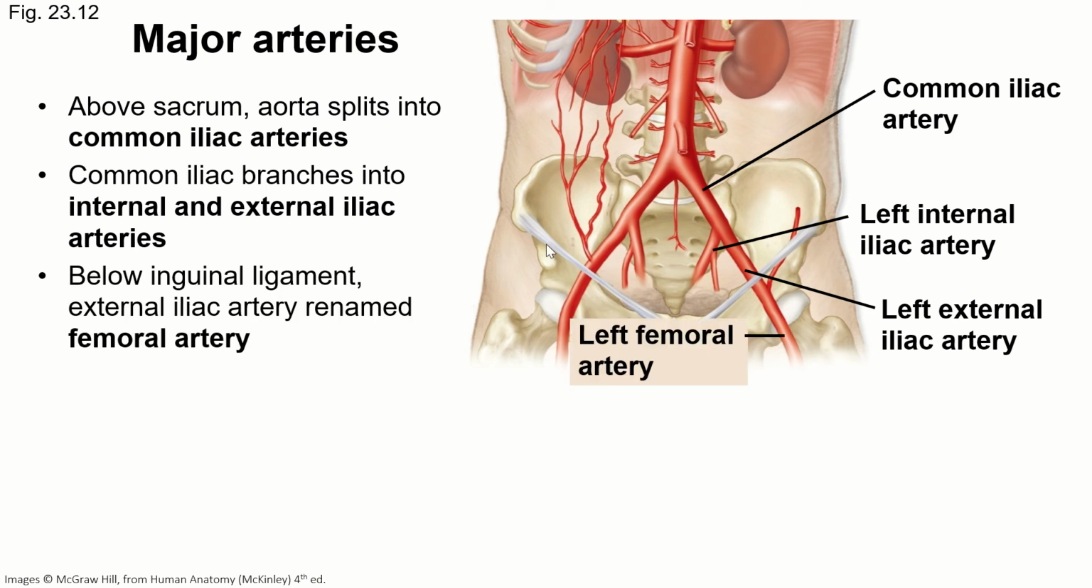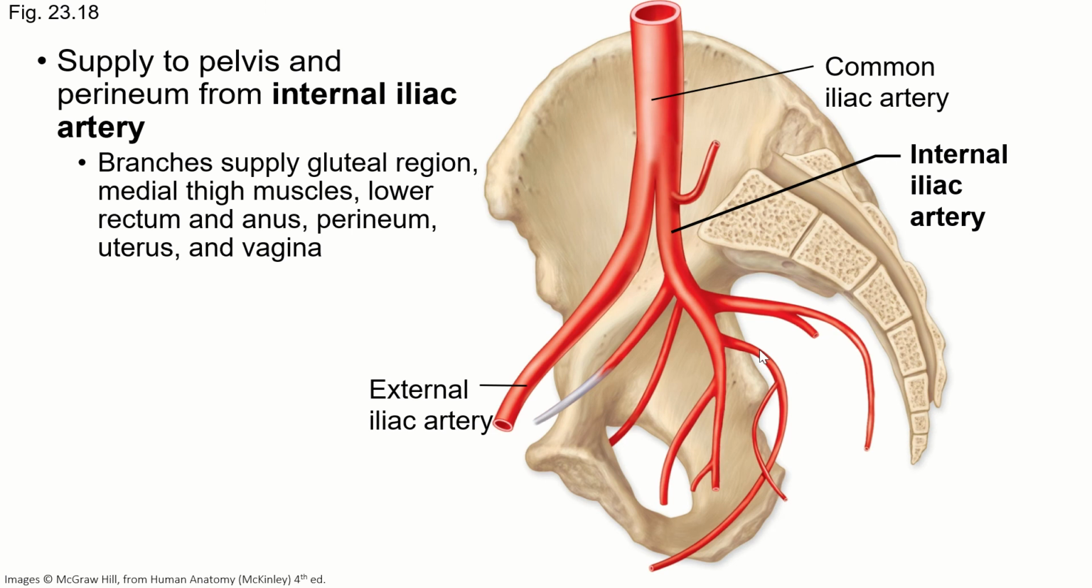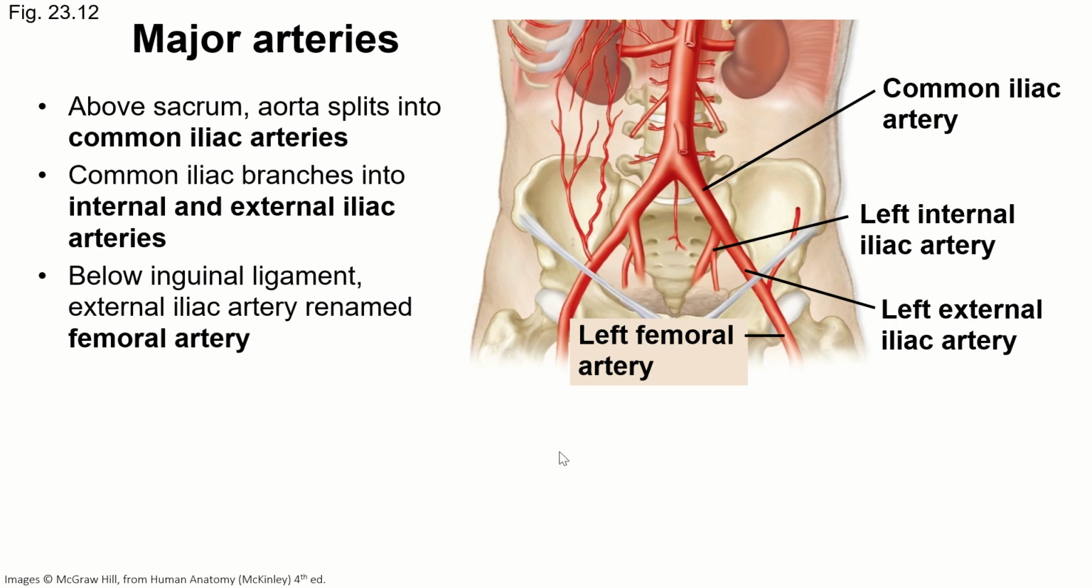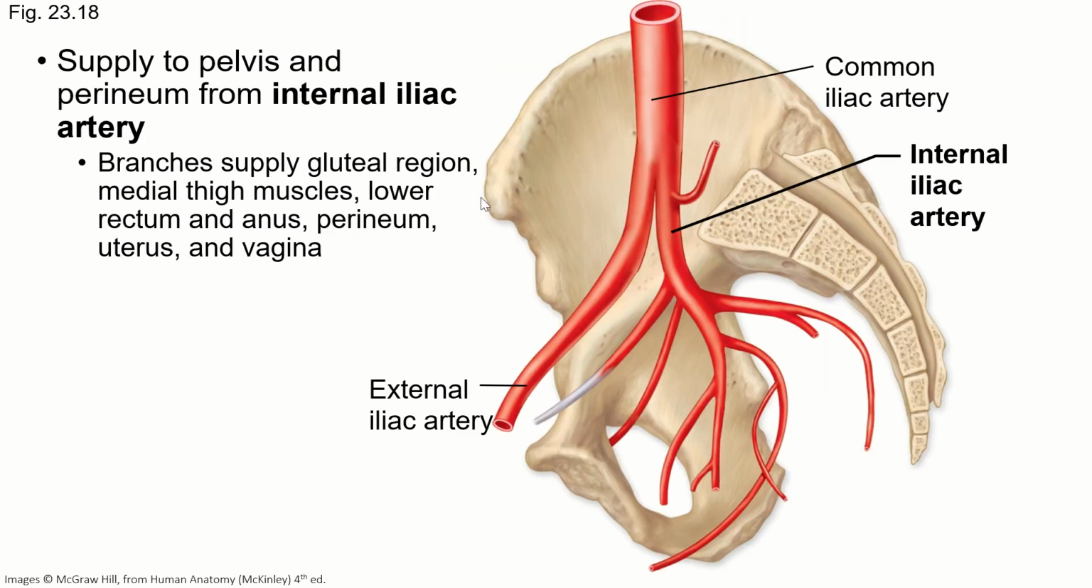Once the arteries have gone past the inguinal ligament, which remember is this thing right here, then they become the femoral arteries. So again, we have a right and left femoral artery. And the femoral artery is then going to travel down along the femur to provide blood flow to the leg.